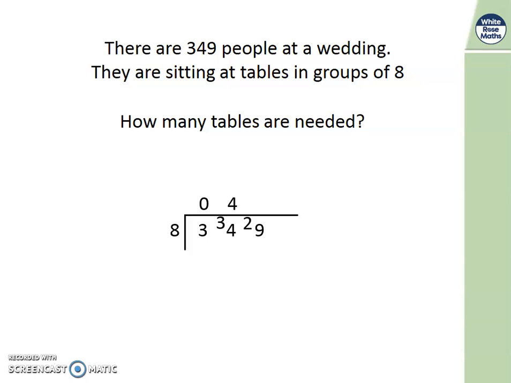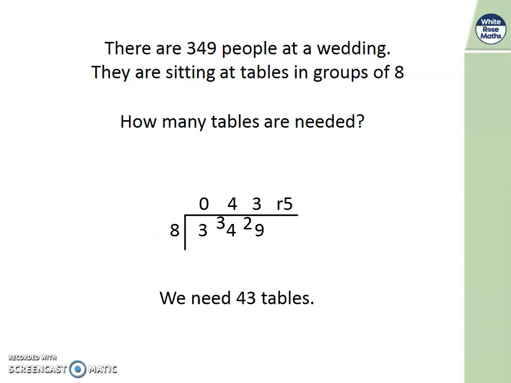How many 8s are there in 29? 8, 16, 24 is as high as I can go. And that fits in 3 times. That gets me up to 24. To get from 24 up to 29, what am I adding on? I'm adding on another 5. So the remainder is 5.